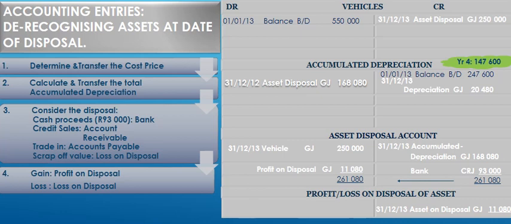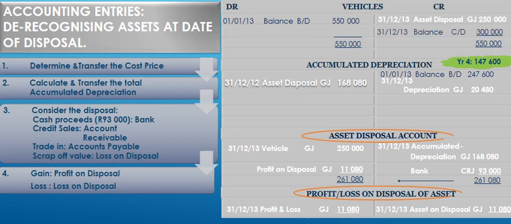Immediately the profit on disposal of asset will be closed off to profit and loss. Therefore, the details will read as profit and loss posted from the general journal 11,080. Your asset disposal account has been closed off. Your profit and loss on disposal of an asset has been closed off. Closing off your vehicle account, calculating the closing balance, showing it as the opening balance in the following year.